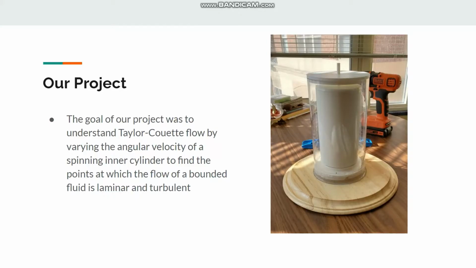The goal of our project was to understand Taylor-Couette flow by varying the angular velocity of a spinning inner cylinder to find the points at which the flow of a bounded fluid is laminar and turbulent. On the right, we have a picture of our project, which consists of a cylindrical PVC pipe that spins around a ball bearing. It is all surrounded by a glass outer cylinder.